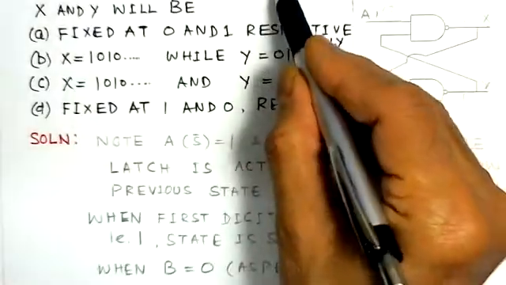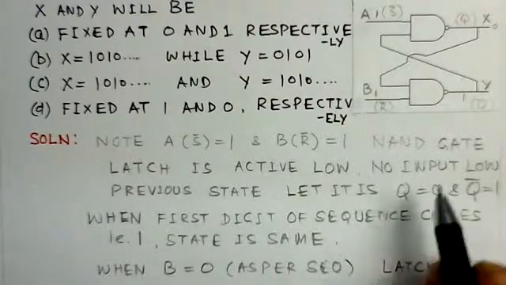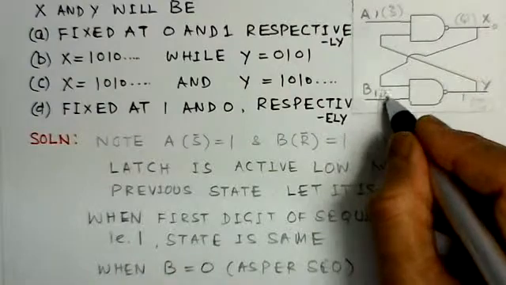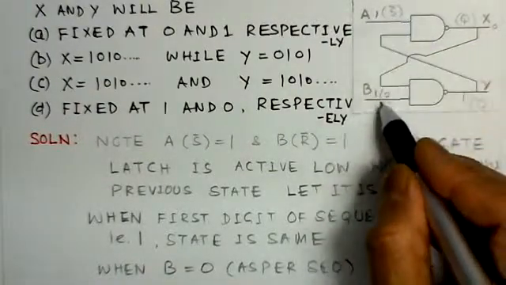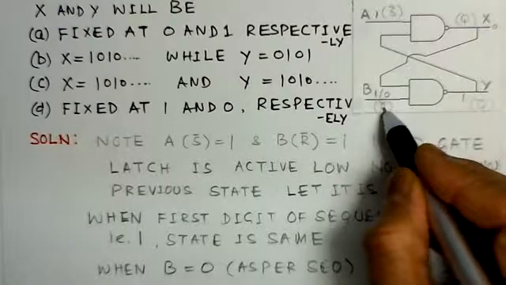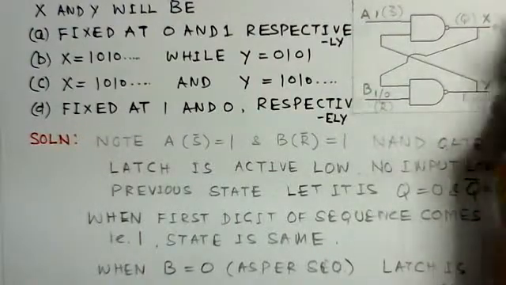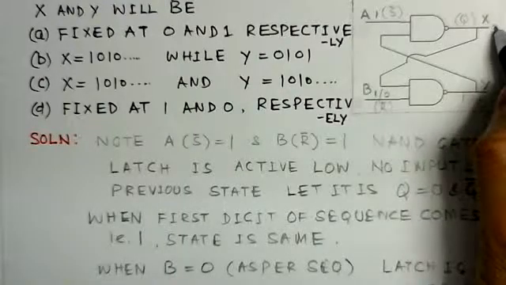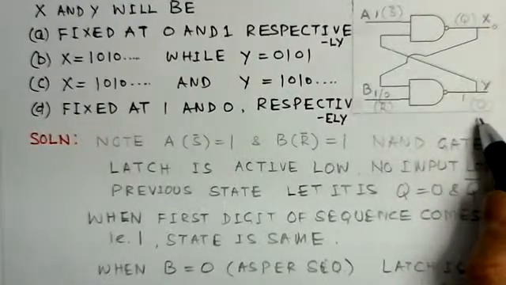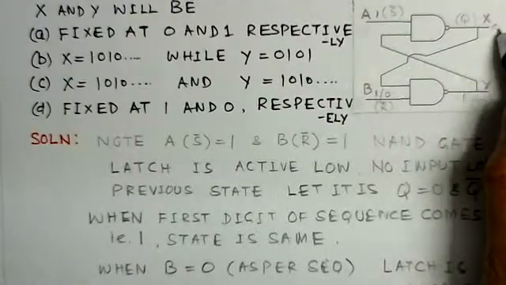Now next, the 0 of the sequence is applied, that is when B is 0 as per the sequence. When B is 0, this becomes 0, A is already 1, so this is set and this is reset. That means reset is active. That means this flip-flop would be reset, and resetting the flip-flop means the Q output would be 0. So this Q output is 0, then Q bar would be 1. So resetting also means Q is 0 and Q bar is equal to 1.